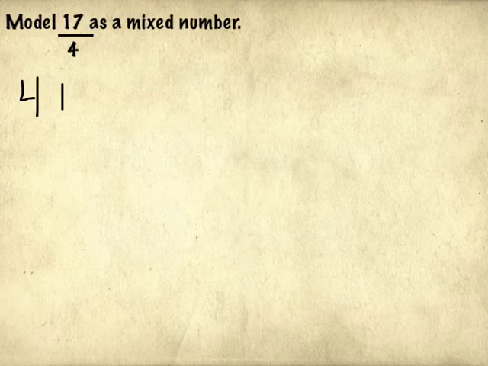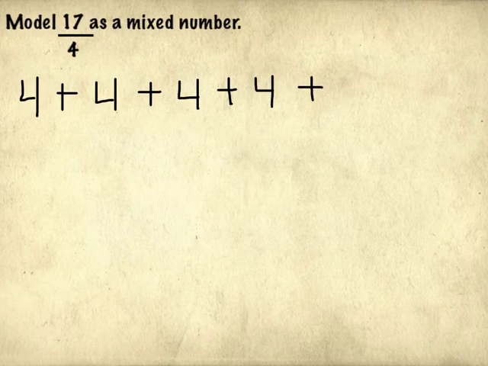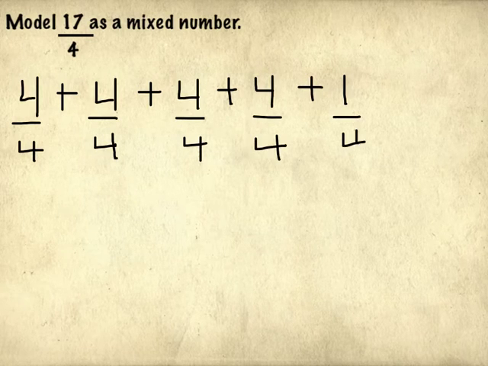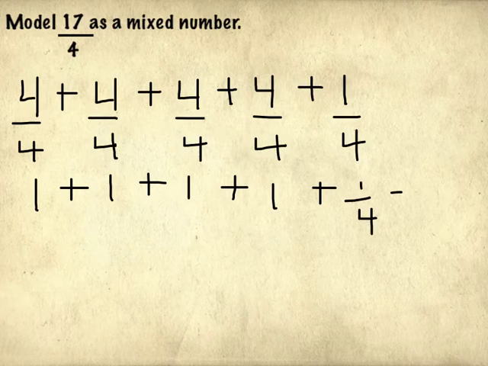So 4 plus 4 would give me 8. That's not enough. Plus 4 would give me 12. That's not enough. Plus 4 would give me 16. Plus 1 would give me 17. And all of these, of course, are actually fourths. Now, all of those 4 fourths are the same as 1. So it's actually 1 plus 1 plus 1 plus 1 plus 1 fourth, which would be 1, 2, 3, 4, and a quarter.